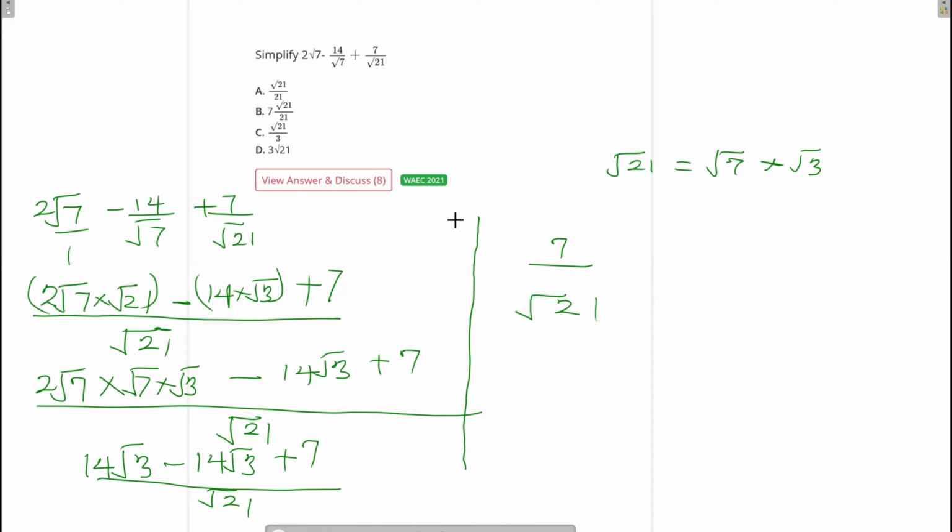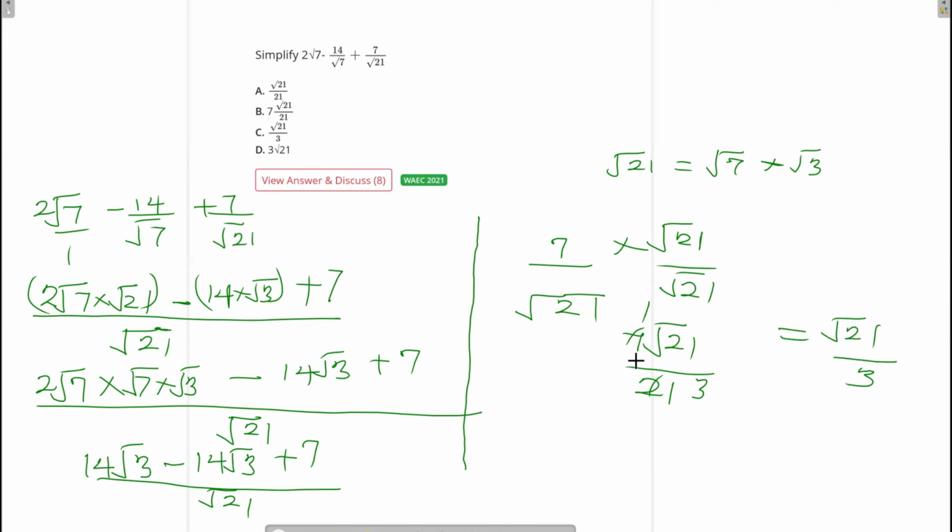We have 7 over root 21 there. But because the denominator is a surd, we rationalize it by multiplying by root 21 over root 21. It becomes 7 root 21 over 21. So 7 into 7 is 1, 7 into 21 is 3. That will be root 21 over 3. And the answer is root 21 over 3.